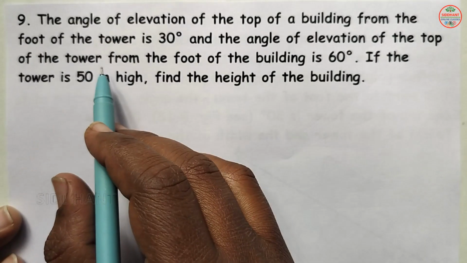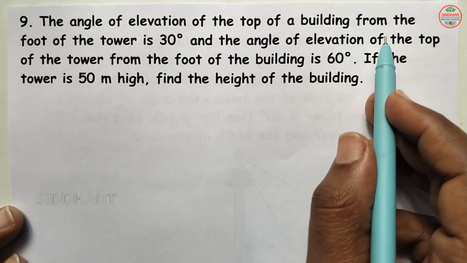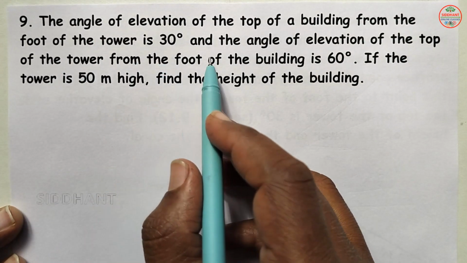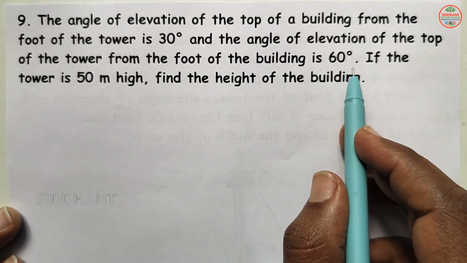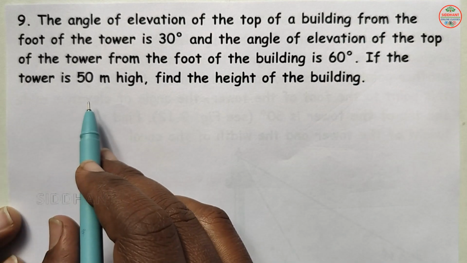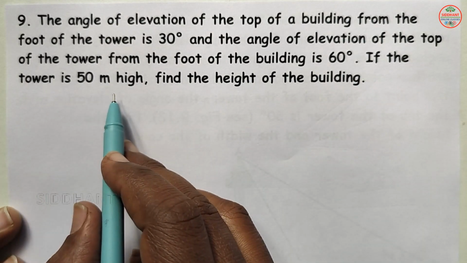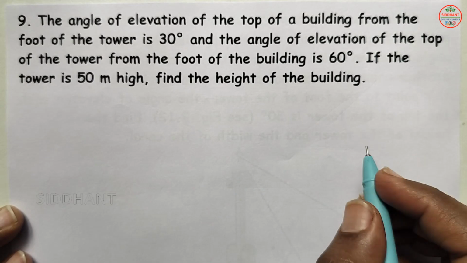Question number 9. The angle of elevation of the top of a building from the foot of the tower is 30 degrees, and the angle of elevation of the top of the tower from the foot of the building is 60 degrees. If the tower is 50 meters high, find the height of the building.